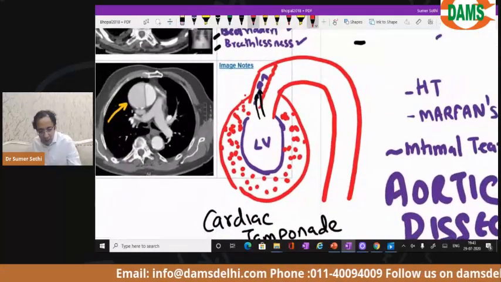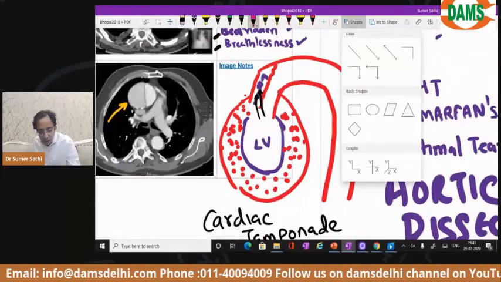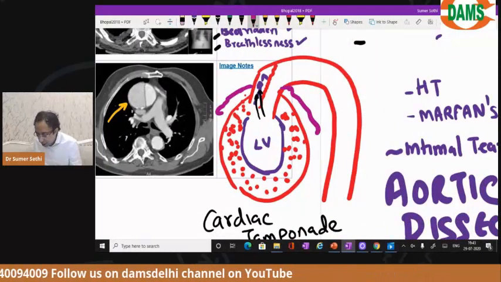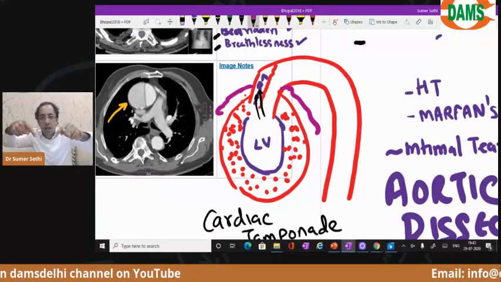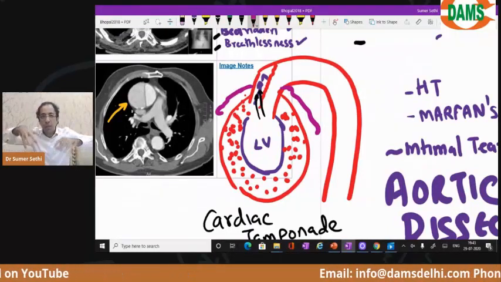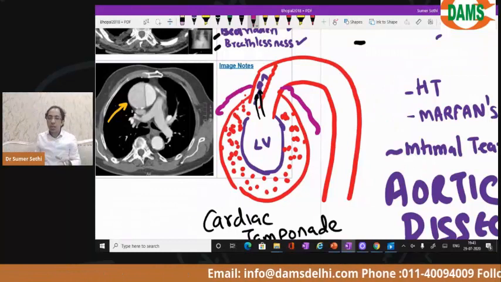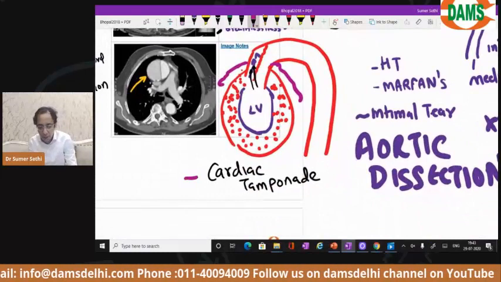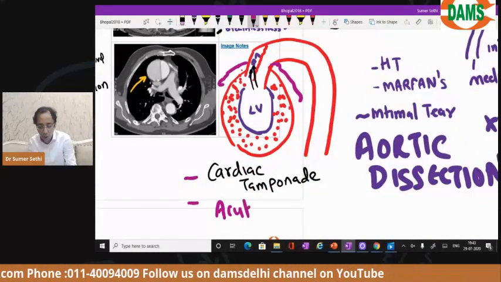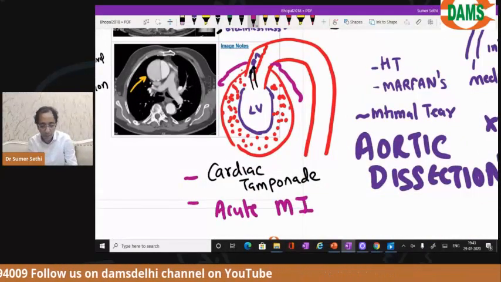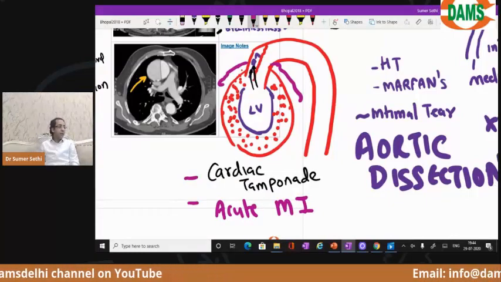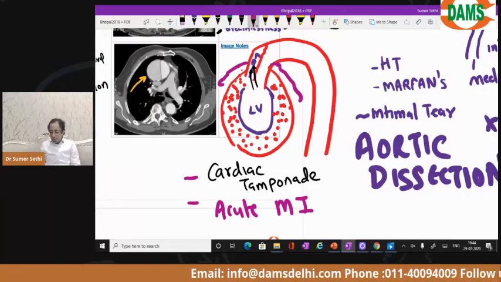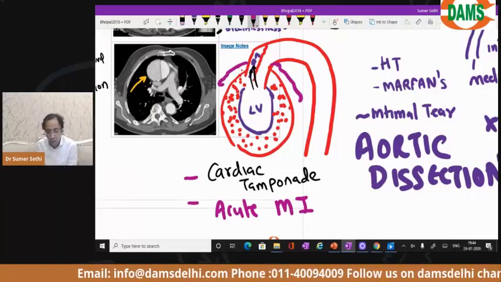The second question is, please see an answer. What blood vessel do you think arises from the aortic root and supplies the heart like this? Coronary artery. So the coronary arteries are arising from the aortic root. Remember, the sinus of Valsalva hote hain, wahan se arise kar rahi. So if the dissection involves the coronary origin, the patient can develop massive acute MI. Okay.